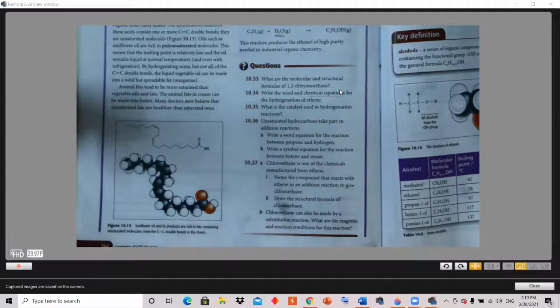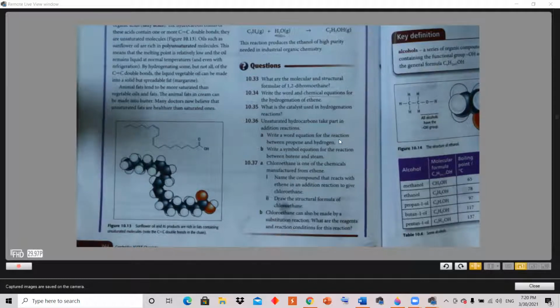Yes? Anybody wants to answer? Nickel. Nickel, right. Okay, for hydration, they show phosphoric acid, right? Yes, for hydration, it was phosphoric acid. Okay. Unsaturated hydrocarbons take part in addition reactions.